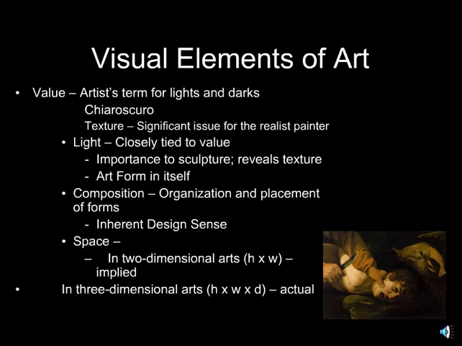Texture is a significant issue for the realist painter in that you don't want to paint someone's skin and clothing and hair with the same brush strokes if you want to suggest something in a realistic fashion. Light is closely tied to value, and it's maybe even more important to the sculptor in that it reveals texture. In the 20th century, we saw the development of light as an art form in itself.